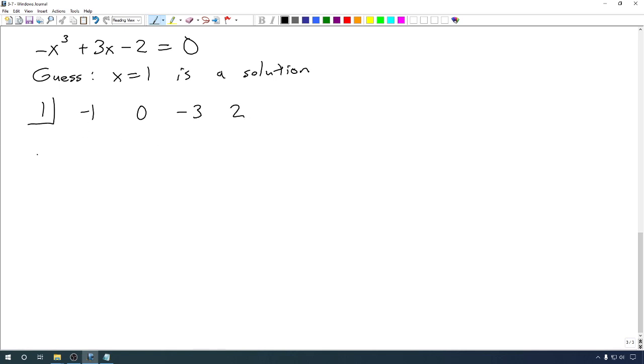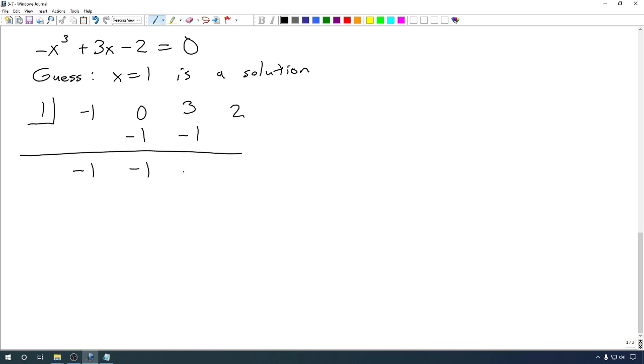Then I take the number here, I bring it down here. I take this number and I multiply it by the number here, which doesn't really change it. I put that here and I add it to the number above it. 0 plus negative 1 gives me a negative 1. The negative 1 times 1 again gives me another negative 1. Negative 3 plus negative 1. Why did I put a negative 3? There should have been a positive 3. Sorry about that.